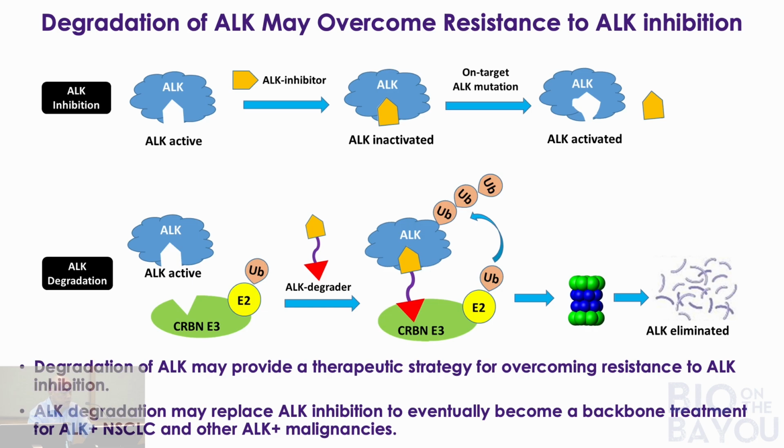Here we want to do a degradation of the protein. So we design a molecule that binds to the ALK active site, binds to an E3 ligase, and induces ubiquitination of the target protein, leading to the proteasomal degradation of the ALK protein. By doing that, we are really trying to get rid of the protein to begin with, so that there is no chance for the protein to develop on-target mutation because the protein no longer exists, and overcome the resistance.